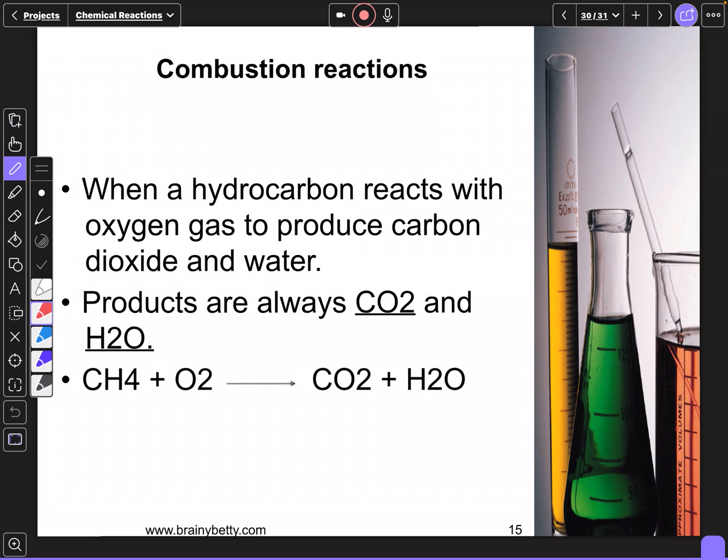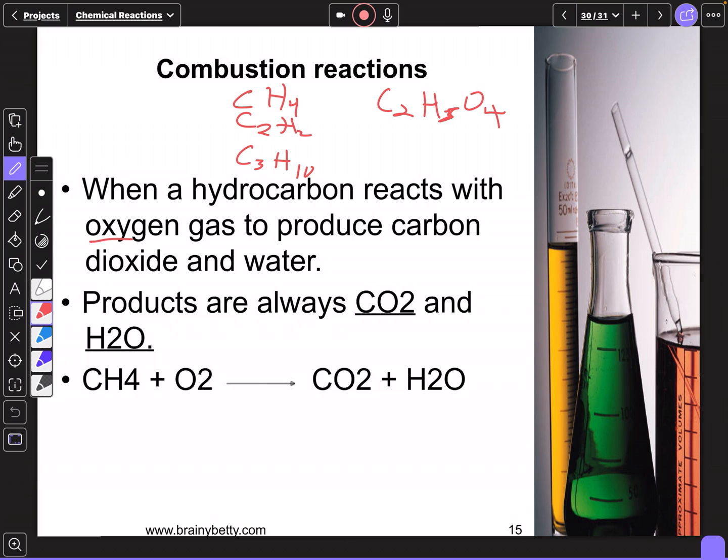Now combustion reactions is when a hydrocarbon reacts with oxygen gas to produce carbon dioxide and water. So always, and what a hydrocarbon is, is something with carbon and hydrogen. It could be CH4, methane. It could be C2H2. It could be C3H10. It could be C2H5O4. That's still a hydrocarbon. It's got carbon and hydrogen in it. That's what hydrocarbons are. So it reacts with oxygen gas.